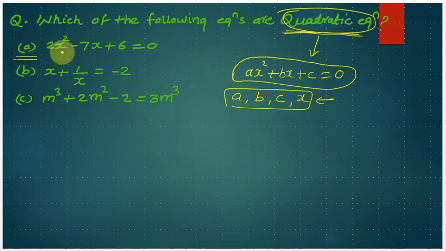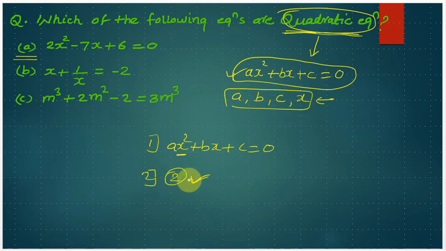For the first equation, 2x square minus 7x plus 6 is equal to 0, this is in the form of ax square plus bx plus c is equal to 0, so this is a quadratic equation. This is case 1 for the quadratic equation, that is, the equation must be in the form of ax square plus bx plus c is equal to 0, and the second case is that the higher power of the variable x or y is equal to 2, that is, the degree of the equation must be 2. So both cases are followed in equation 1, so it is a quadratic equation.